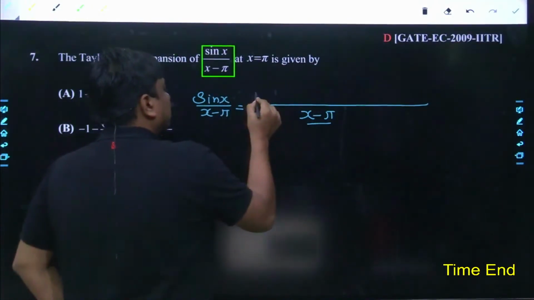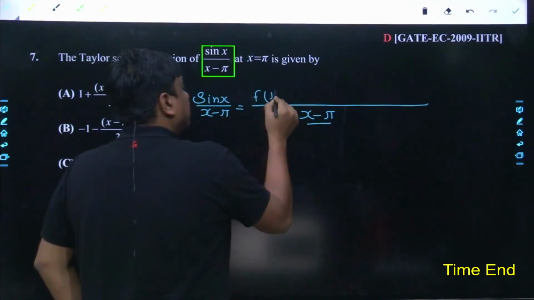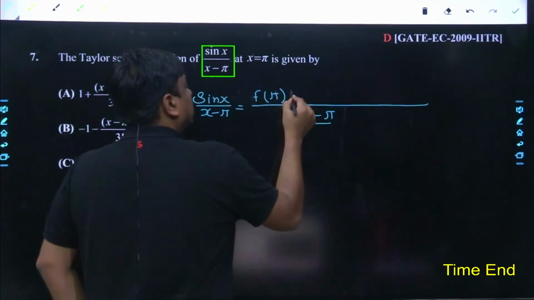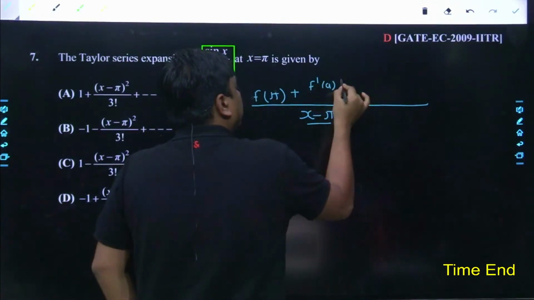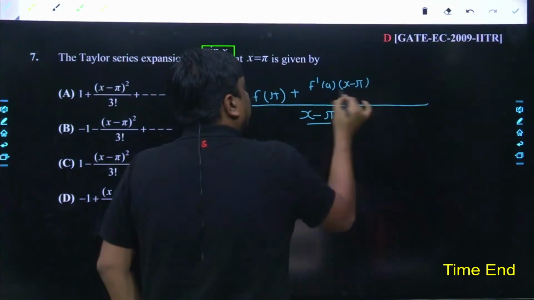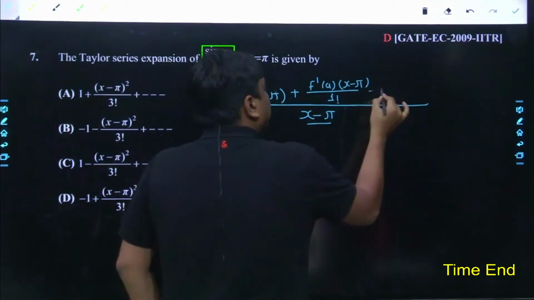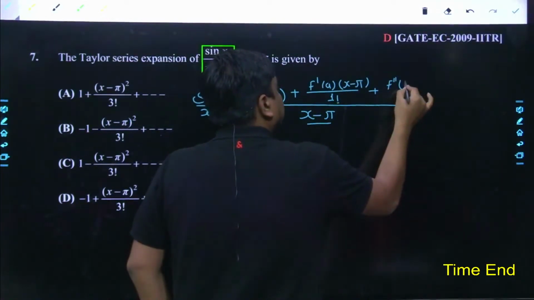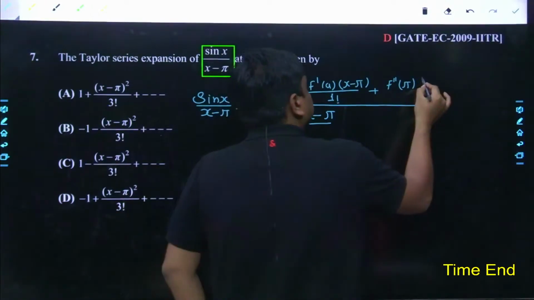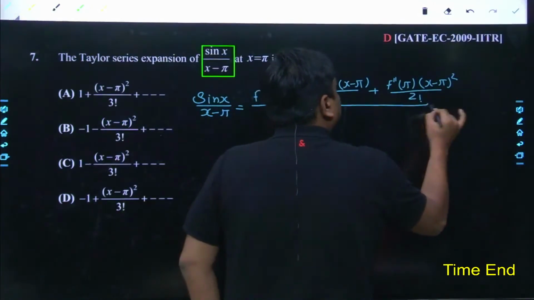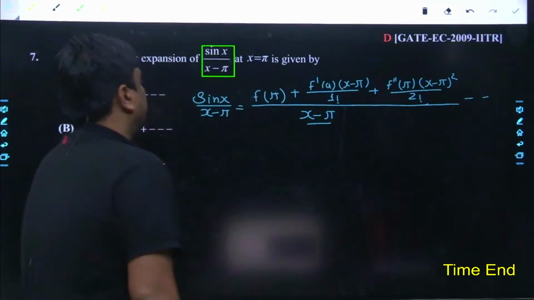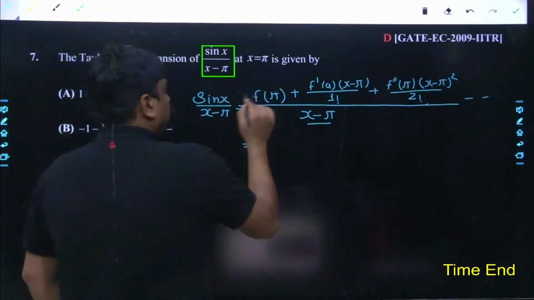Yes, I may write this. f of a, the value of a is pi, and then comes plus f dash a times x minus pi divided by 1 factorial. Then goes f double dash pi times x minus pi raised to the power of 2 divided by 2 factorial, and this term goes on.